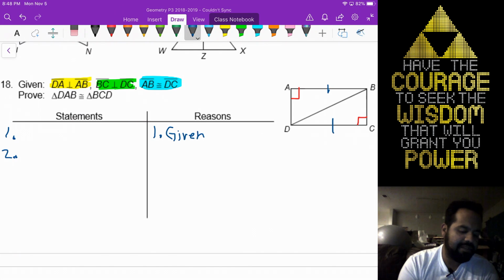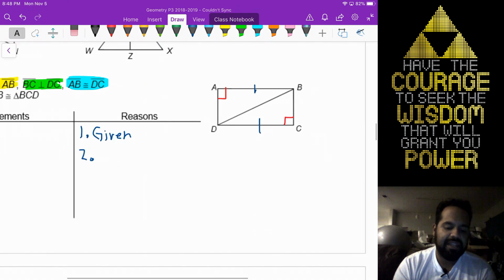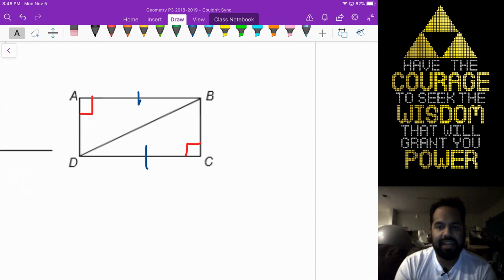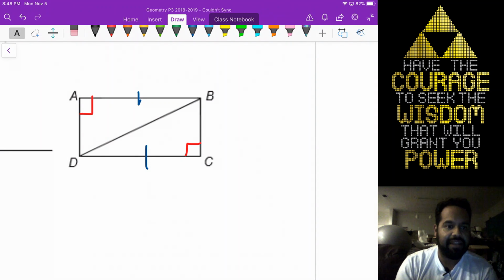So now step 2, what I'm going to want to do is look in my picture and say, hey, is there any inherent information I can mark? And hopefully, Abby, you saw that we have the reflexive line.